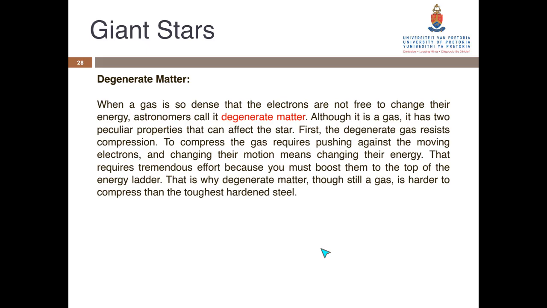Although it is a gas, it has two peculiar properties that can affect the star. First, the degenerate gas resists compression. To compress the gas requires pushing against the moving electrons, and changing their motion means changing their energy. That requires tremendous effort because you must boost them to the top of the energy ladder. That is why degenerate matter, still a gas, is harder to compress than the toughest hardened steel.